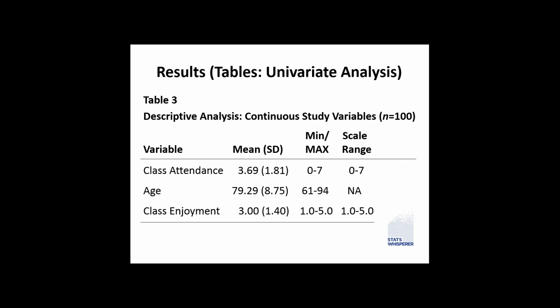Right, so then we have Table 3, which is our descriptive analysis of the continuous study variables. So we have the mean, standard deviation, min-max, the highest and lowest scores, and the possible scale range. So if the mean is 3.69 out of 0 to 7, we know that's around the middle. If there were 10 days in the week and the mean was 3.69, it'd be closer to a third. So it's good to know the range.